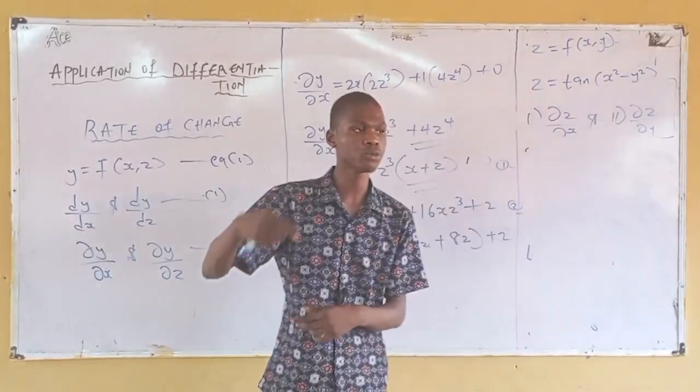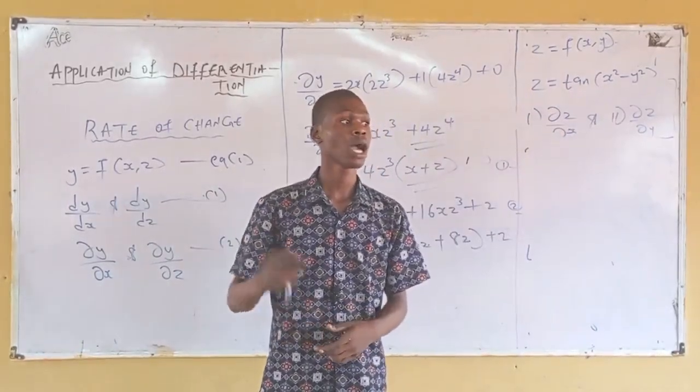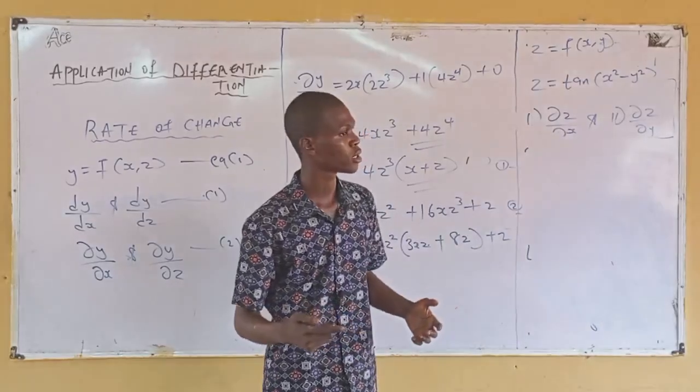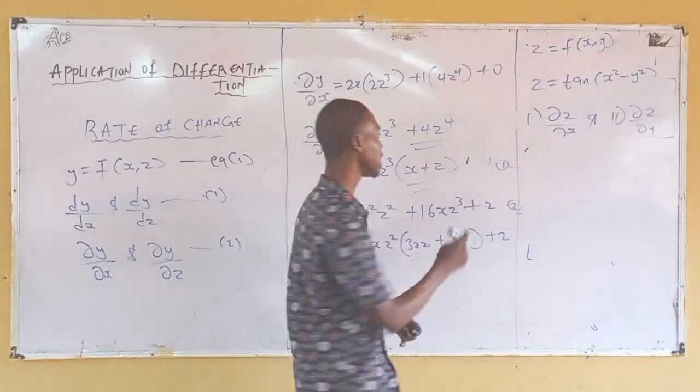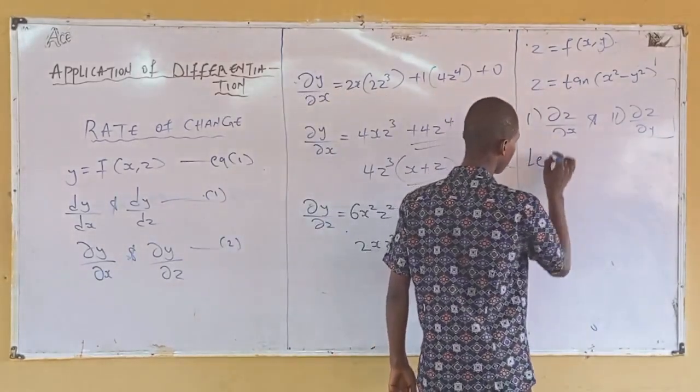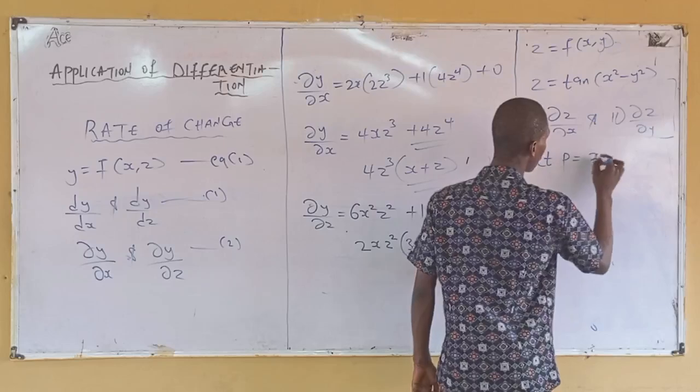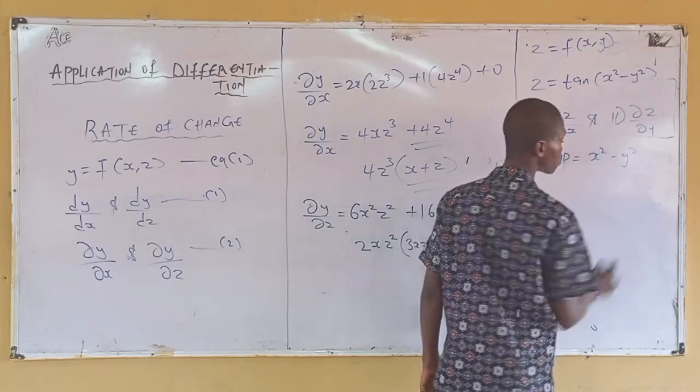So what should be the variable? Yes, X. No, you can't use X here. Yes, you mean X, the other X. Yes, let's use P instead. Let P equal x squared minus y squared.